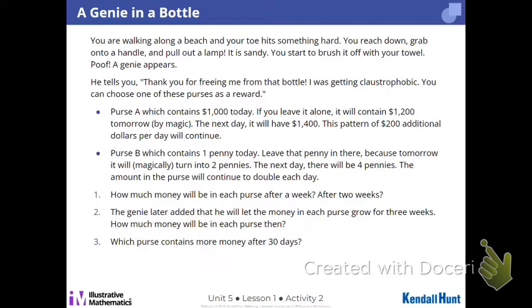You get two choices, purse A or purse B. Purse A, it has a straight grand in it, and it gets $200 extra in it every day if you don't touch it. Purse B, it has a whole penny in it, and that penny doubles every day as long as you don't touch it. No loopholes. These are just your two options, okay? You need to answer the questions. How much money after 1 week and 2 weeks for both purses? Then the genie's going to let it go 3 weeks. How much would be in each purse? And which one would have more after 30 days?